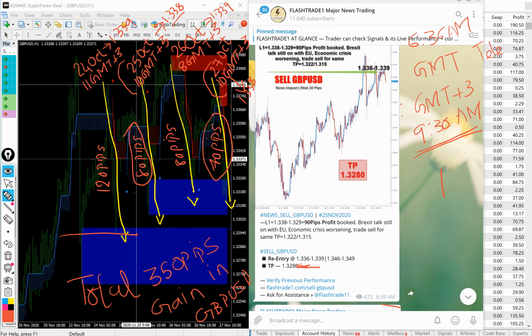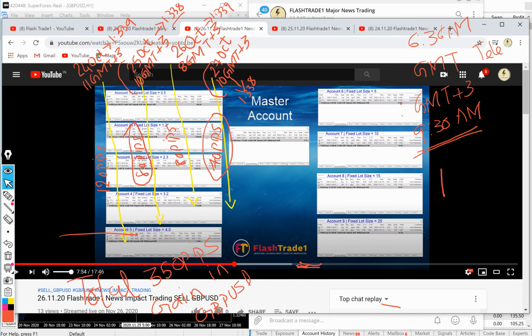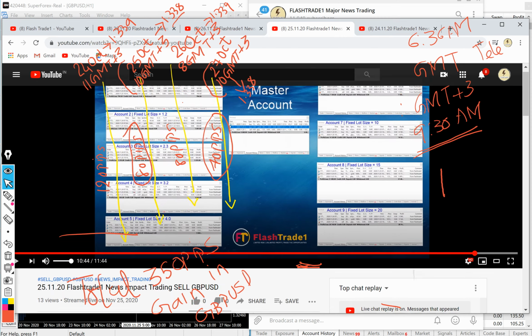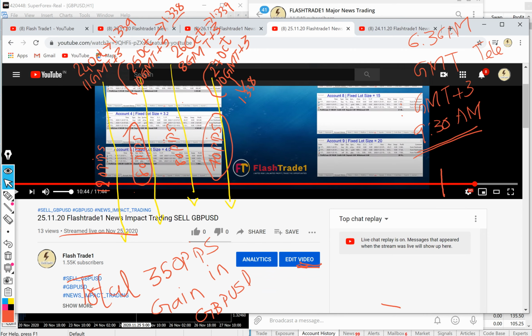GBP USD traded high to 1.338. You can see that the level given was 1.336, 1.339. So our entry was precisely from the level, and then again it went down up to 1.330. So 1.338 to 1.330, 80 pips profit was booked on 25th November. We'll verify the profit in our mirror trading client account, where you can see the live streaming was made on 25th November. You can verify the date of the live streaming.